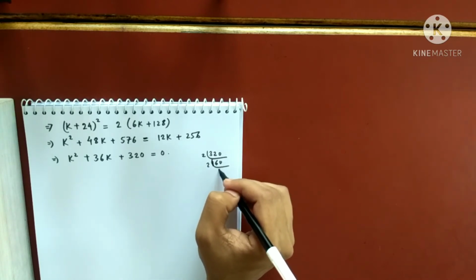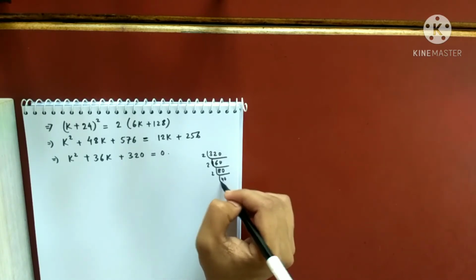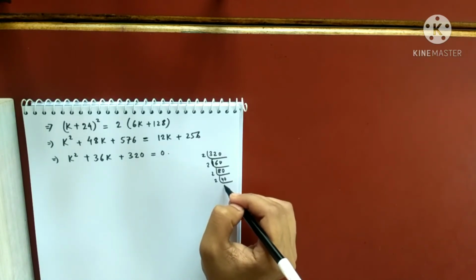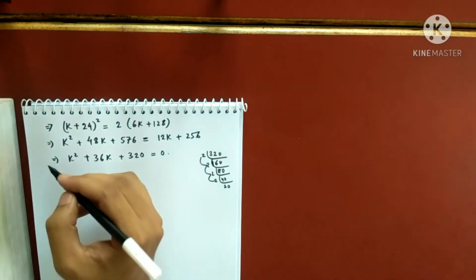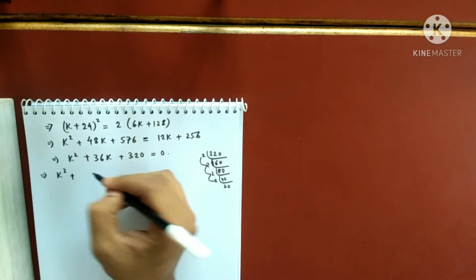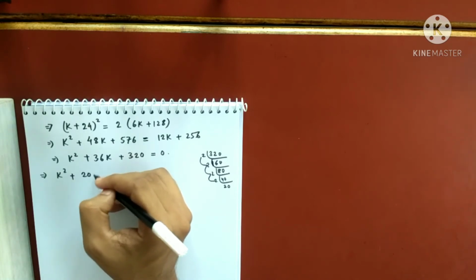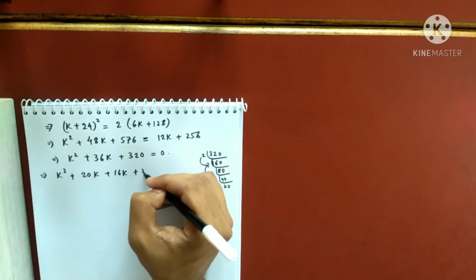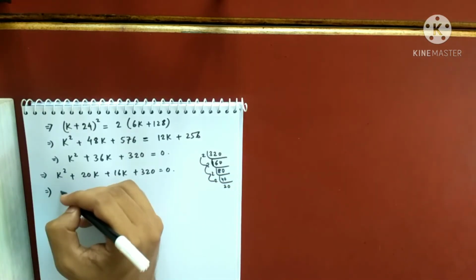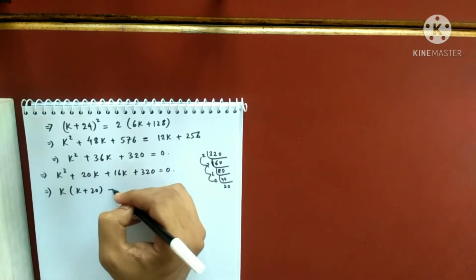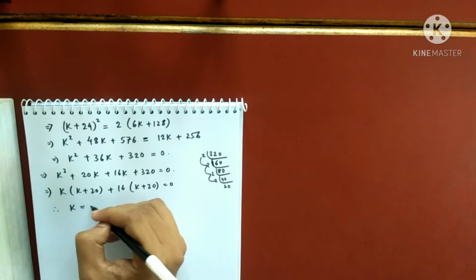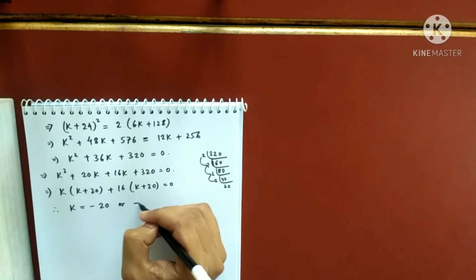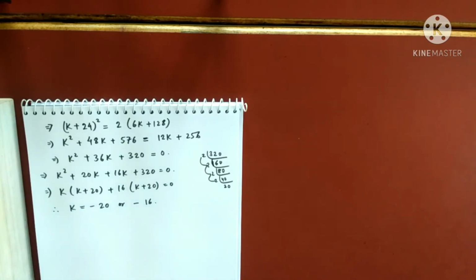160, so 2, 80, 2, 40, 2, how much? 20. Yeah, it's done. So 16 plus 20 is 36. This is how much? 16, and 20k plus 16k plus 320 equals 0. K common, k plus 20, 16 common, k plus 20. So you know what are the values of k? So k will be either minus 20 or minus 16, right?